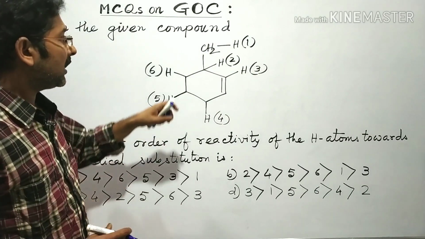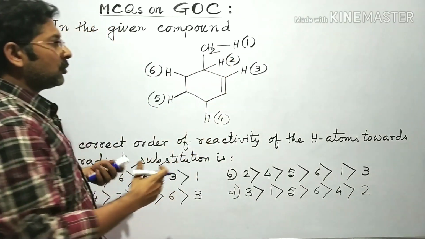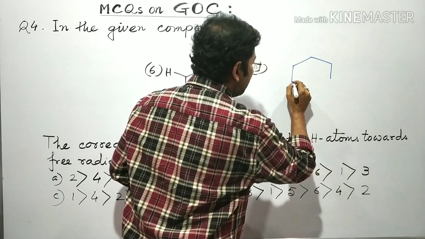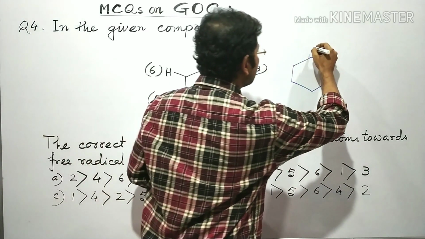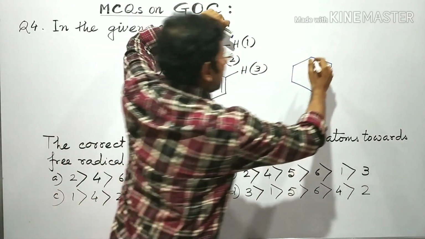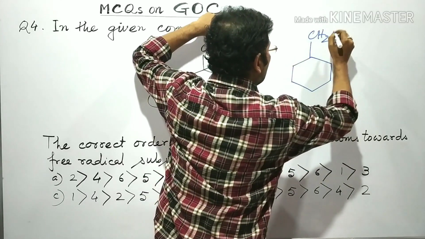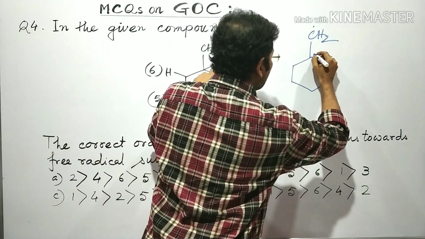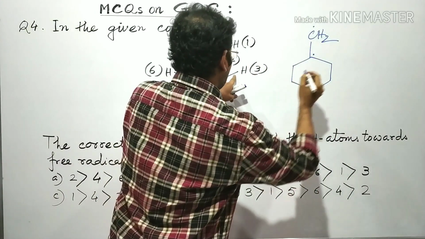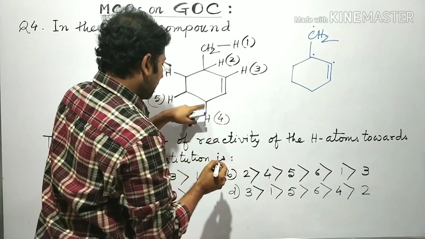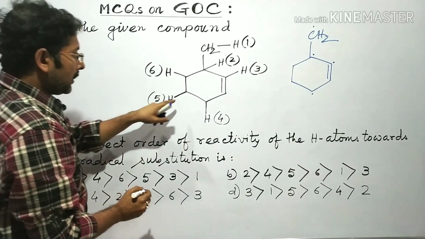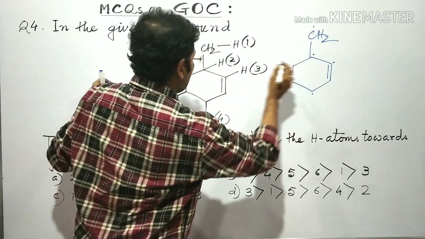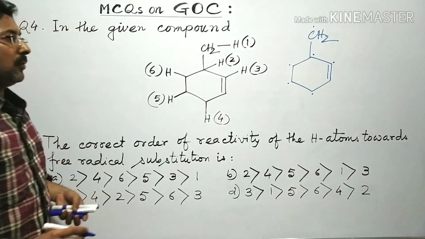ये देखो, अगर इस कंपाउंड पे हर कार्बन हाइड्रोजन बॉन्ड टूट जाएगा तो हमको एक फ्री रेडिकल फॉर्म हो जाएगा. यहाँ पे देखो, इस कार्बन हाइड्रोजन बॉन्ड टूट जाएगा तो हमको ये फ्री रेडिकल मिलेगा. ये कार्बन हाइड्रोजन बॉन्ड टूट जाएगा तो हमको ये फ्री रेडिकल है. ये बॉन्ड टूटेगा तो ये फ्री रेडिकल है. ये बॉन्ड टूट जाएगा तो ये फ्री रेडिकल है. ये बॉन्ड टूटेगा तो ये फ्री रेडिकल will be formed, और ये बॉन्ड टूट जाएगा तो ये फ्री रेडिकल फॉर्म हो जाएगा.